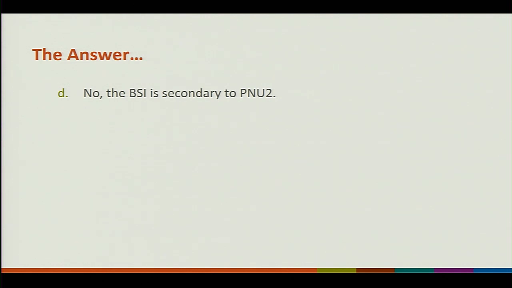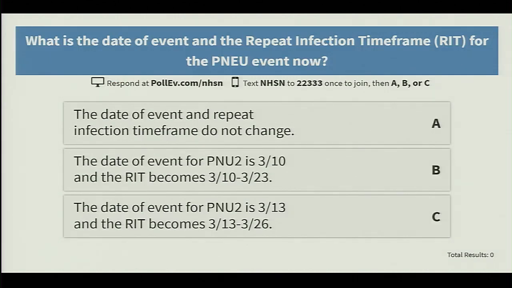So let's go on to look at the next question before we discuss the reasons for the answers, because I think that'll be easier. So the next question is, what is the date of event and the repeat infection time frame for the pneumonia event now? You can say the date of event and repeat infection time frame do not change. Or the date of event for pneumonia 2 is 3/10 and the RIT becomes 3/10 through the 23rd. Or the date of event for pneumonia 2 is 3/13 and the RIT becomes 3/13 to 3/26.